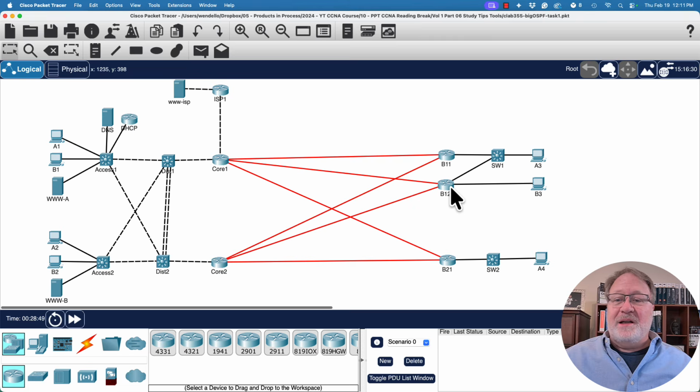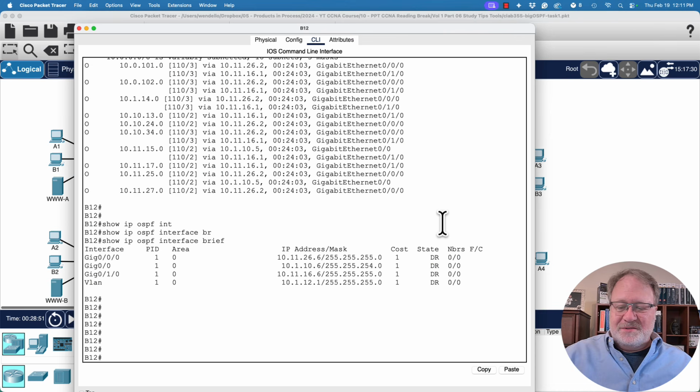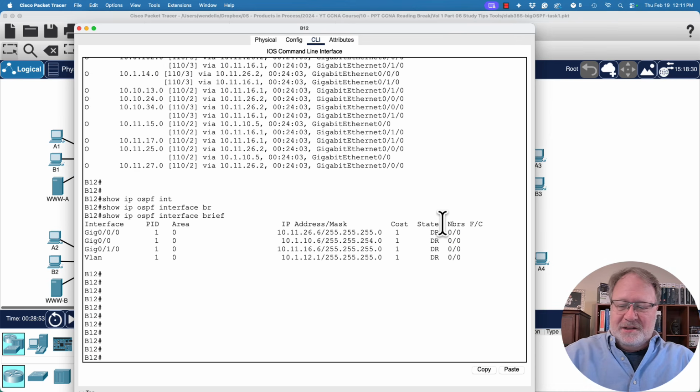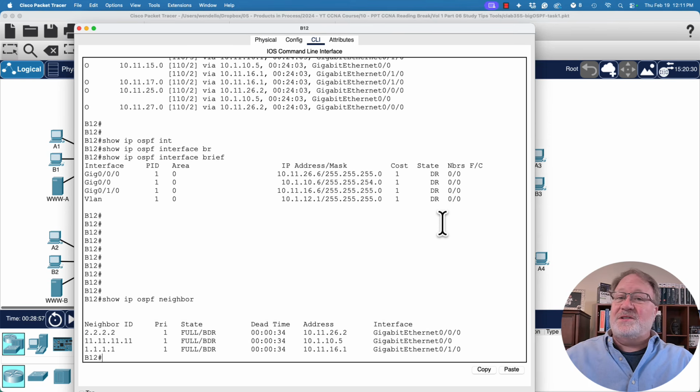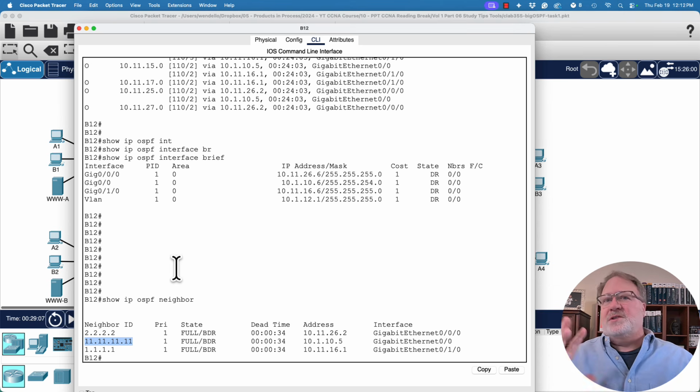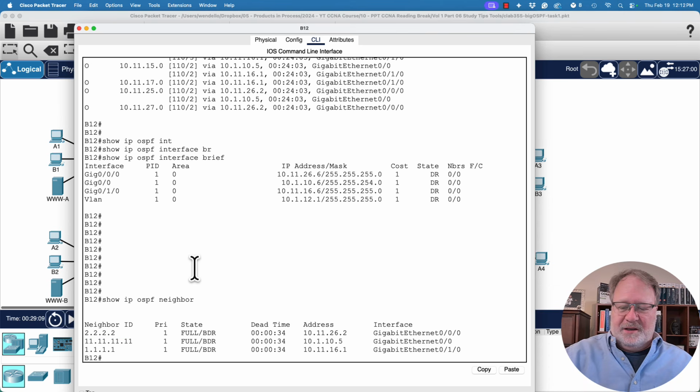Next up, let's talk about B12, which is similar but has some subtle differences because we've got those embedded switch ports. So show IP OSPF neighbor shows us 3 neighbors. We've got core 1 on the other side of the WAN, core 2, router ID 2222, as well as B11 on the other side of that LAN. So similar to what we just saw on B11.